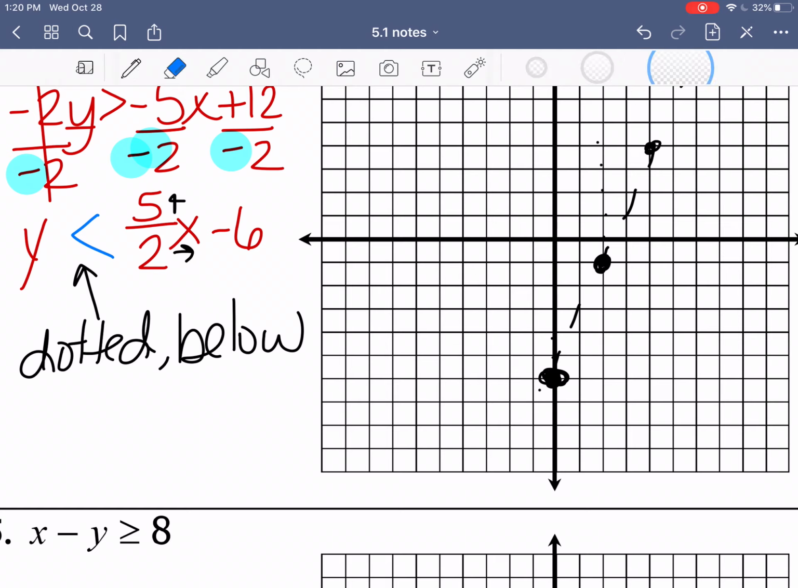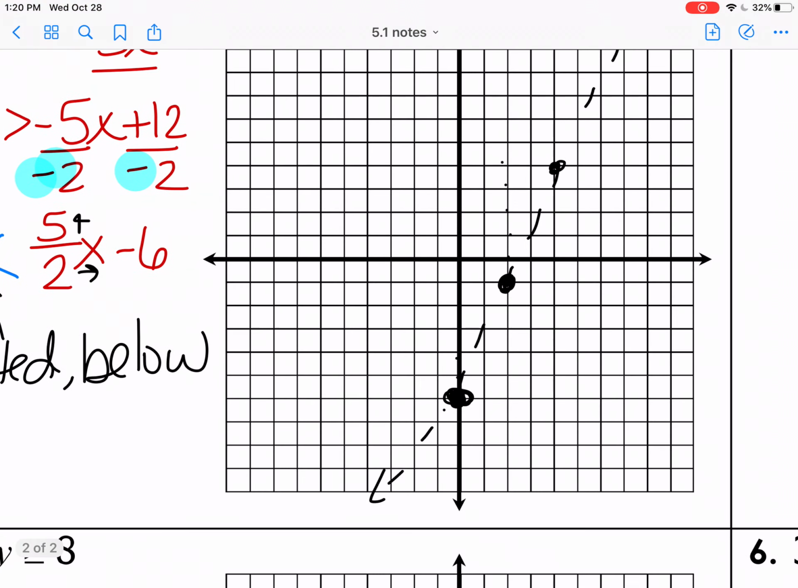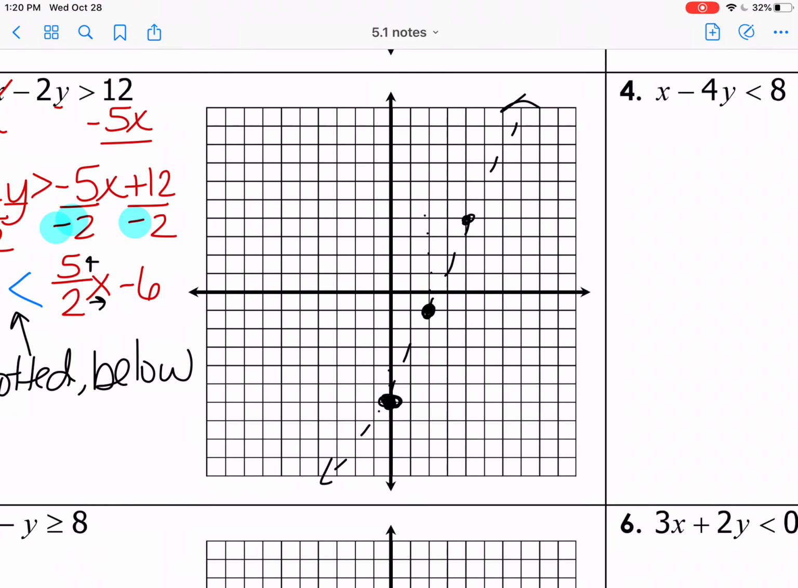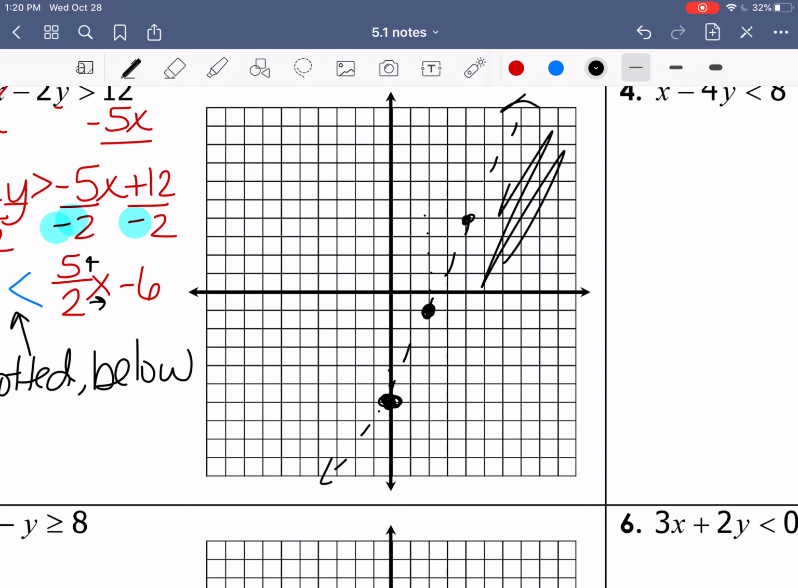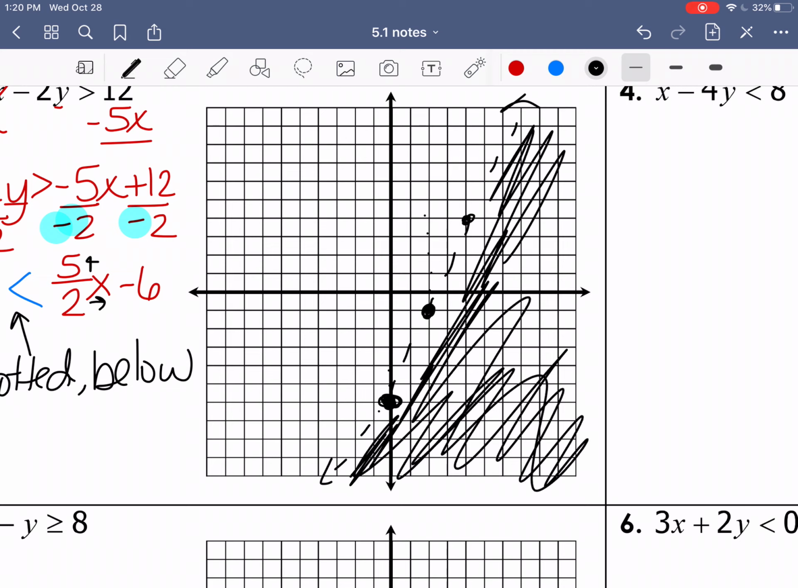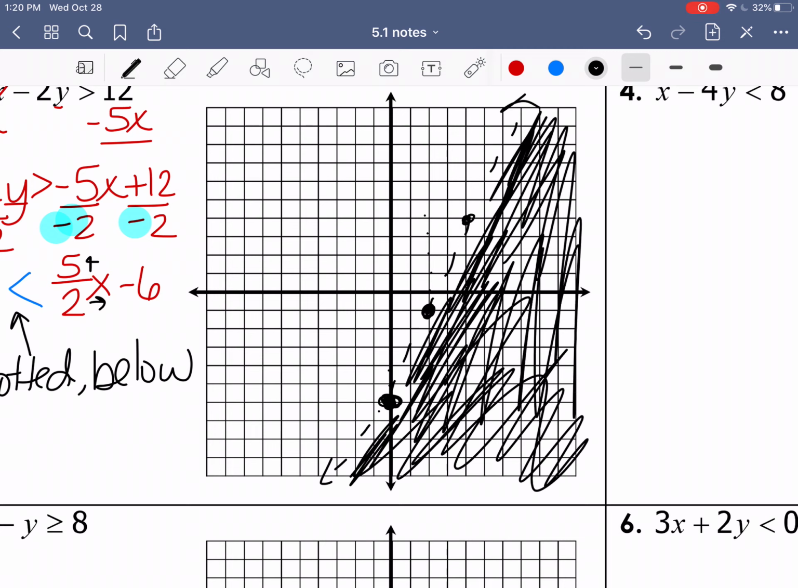So if you've noticed, I'm drawing my lines all the way through the coordinate plane because we're coloring entire regions of a graph. So my answer is the entire region below it. So I have to color all parts below the line, not just a little circle or not just a little area.